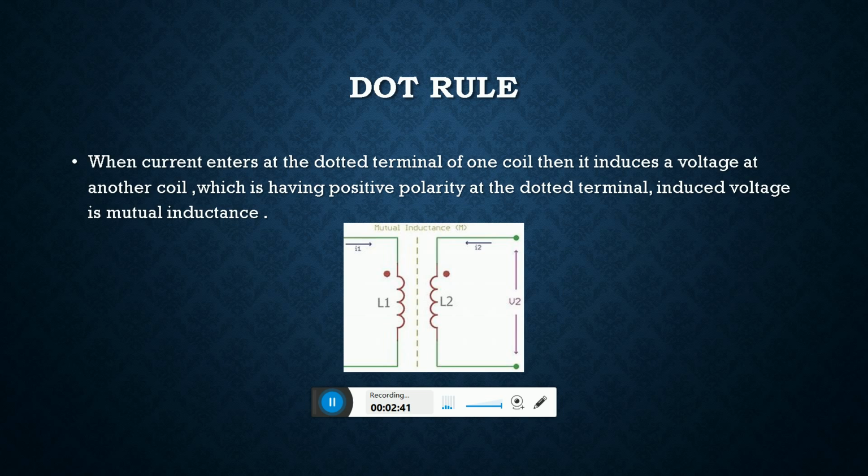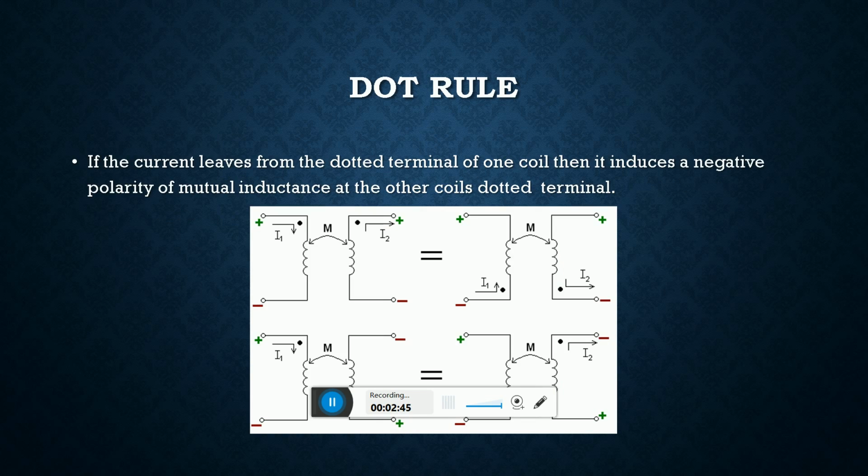The induced voltage is due to mutual inductance. If the current leaves the dotted terminal of one coil, then it induces a negative polarity of mutual inductance at the other coil's dotted terminal. You can see in these images that the current entering and leaving the dot represents the voltage polarity.